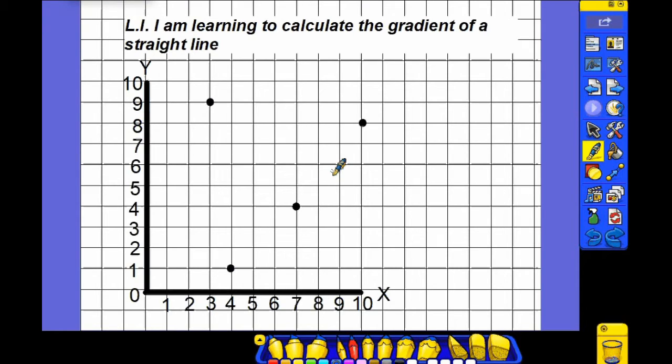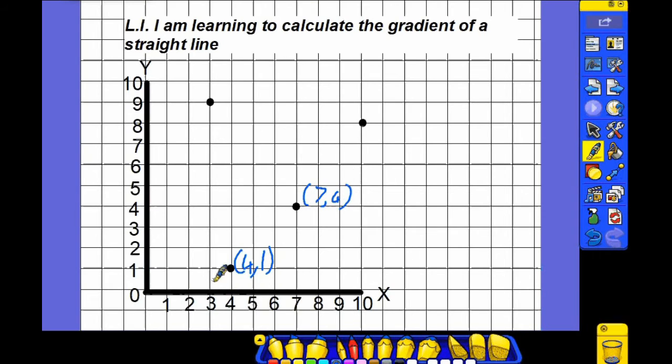So the most important skill is that you can label points on a graph and you know what these labels are referring to. So for instance, you should know that we go along the corridor and up the stairs. So we label the x-axis followed by the y-axis. So each of these points here, we would have 4, 1. This one would be 7, 4.